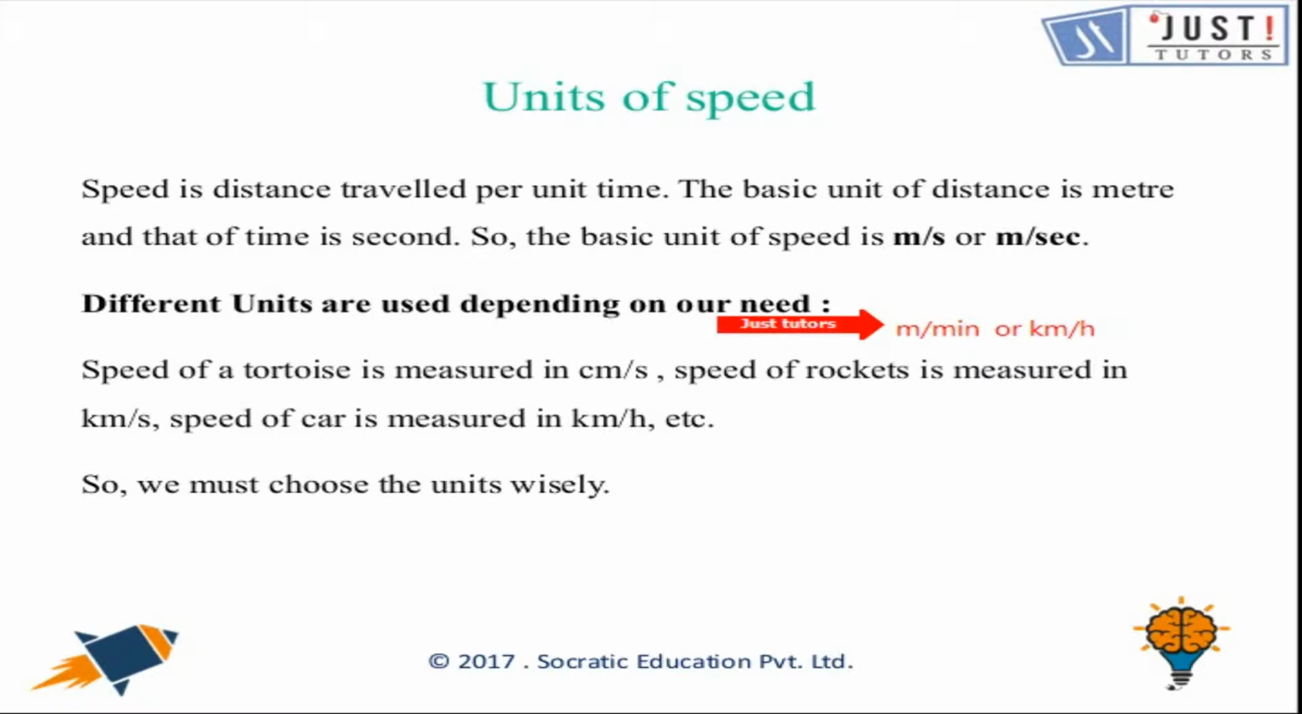Now one more thing to keep in mind is that the different units depend on our need. If we are talking about the speed of a tortoise, we measure that in centimeters per second as it covers a very small distance. Instead, if we talk about the speed of rockets, it's measured in kilometers per second because they cover very large distance in a second. Talking about a car, we measure the speed in kilometers per hour depending upon how much distance it covers in an hour. So again, we should choose our units very wisely.